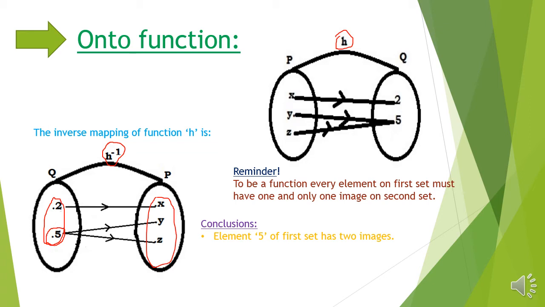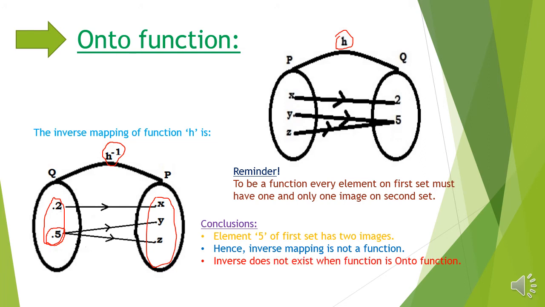Element 5 of the first set has two images, and hence inverse mapping is not a function because it contradicts the definition of function. To be a function, every element on the first set must have one and only one image. In this case, there are two images. Element 5 has two images, y and z. So our conclusion is inverse does not exist when the function is onto function. If the function is onto function, then we cannot find the inverse of that function. So for the first type of function, the inverse cannot exist.